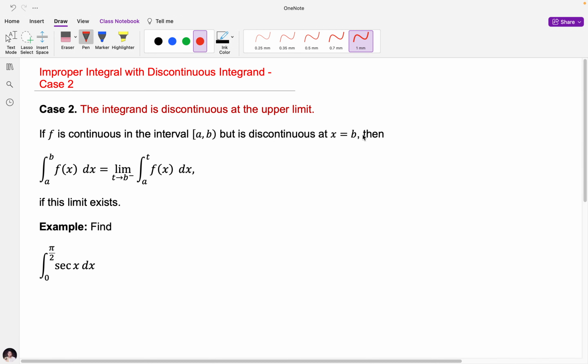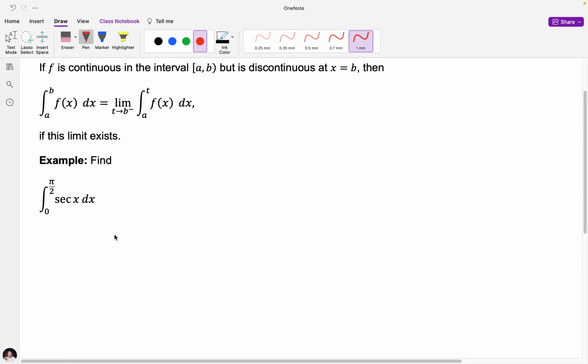the upper limit, then this integral of f of x dx from a to b can be written as the limit of the integral of f of x dx from a to t as t approaches b from the left. So if the limit exists, then we have a value for our integral, and that is the integral will become convergent. While if the limit does not exist, then we say that the integral is divergent or the integral diverges. Okay? So para mas maintindihan, let's try to solve this example.